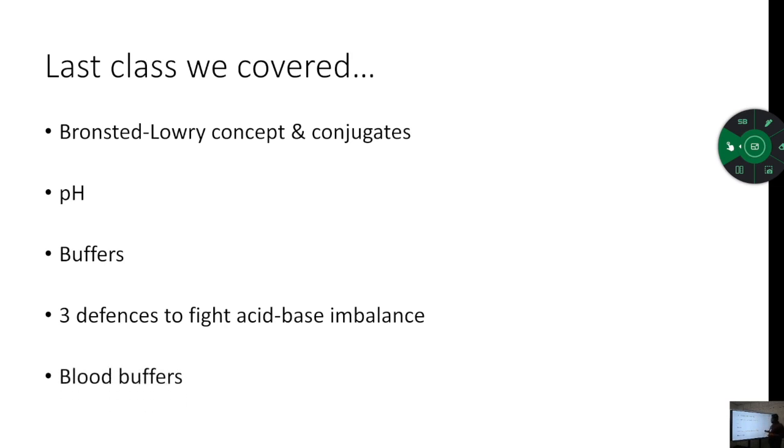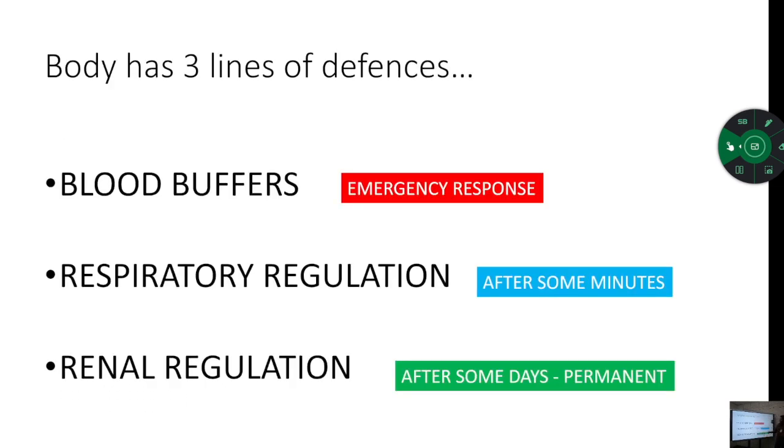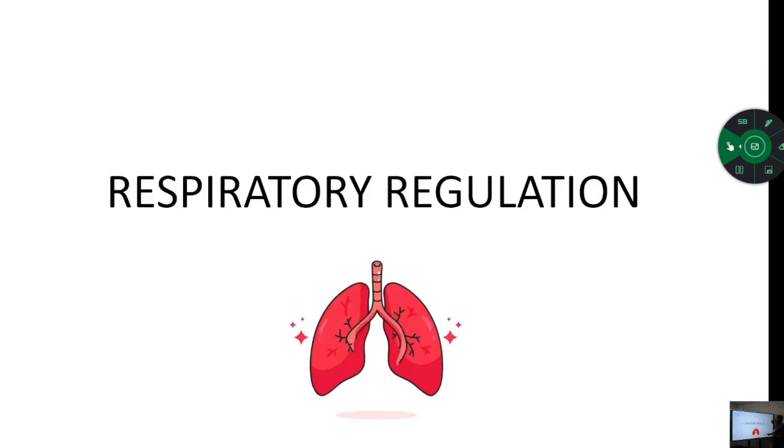Okay. So as I told in the last class, the three lines of defense are these. The first line of defense, the blood buffers, is employed as an emergency response. Respiratory regulation comes into action after 5 minutes, and the renal regulation kicks in after some days, and it is supposed to be a permanent solution to whatever acid-base imbalance has occurred in your body.